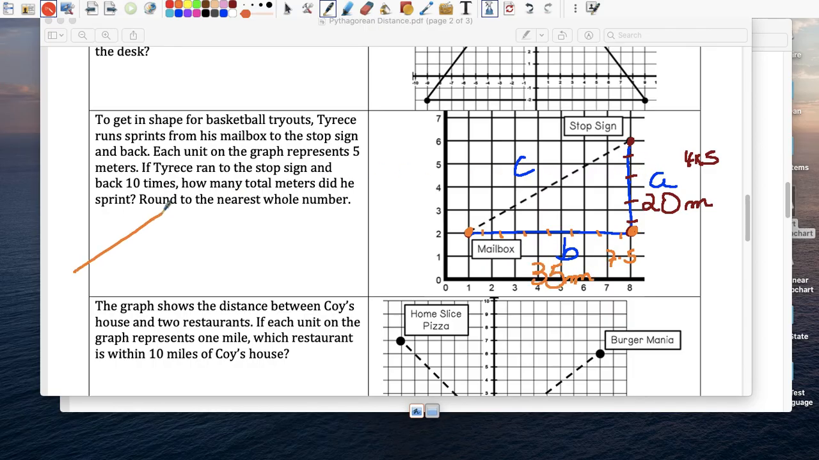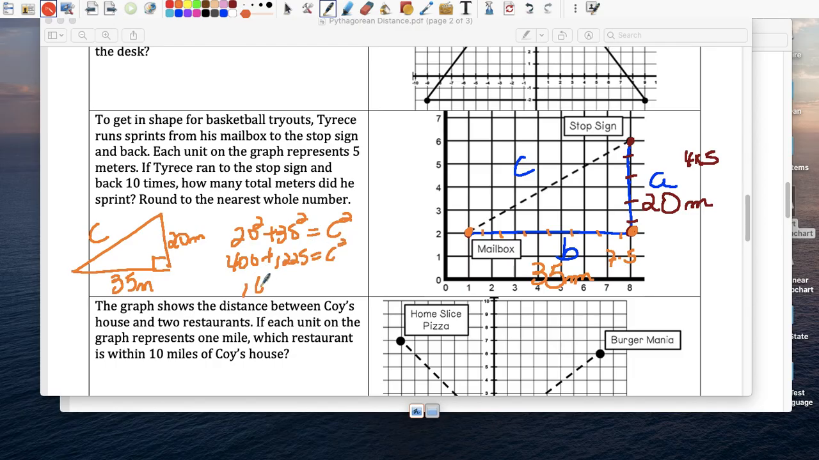Now we have the triangle. Let me just clean that up a little bit. This is my right angle. We said that this was 20 and this was 35 meters. And we're looking for the hypotenuse, because that's the actual distance that he ran, right, from the mailbox to the stop sign. So 20 squared plus 35 squared equals c squared. 400 plus 1,225 equals c squared. 1,625 equals c squared. We're going to take the square root.